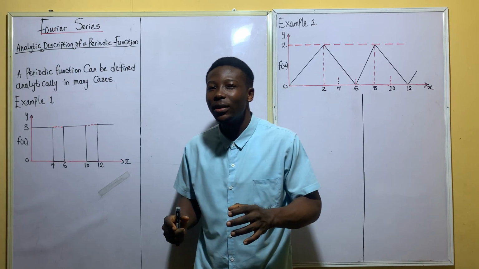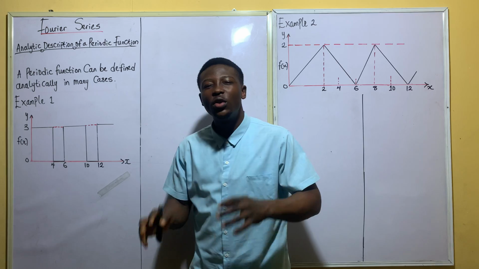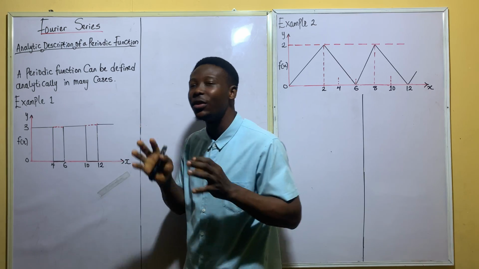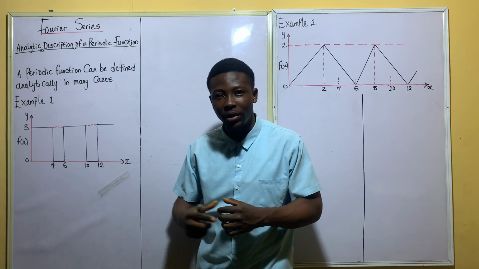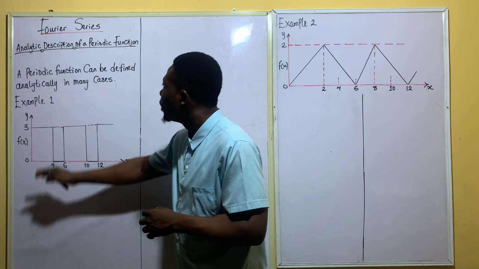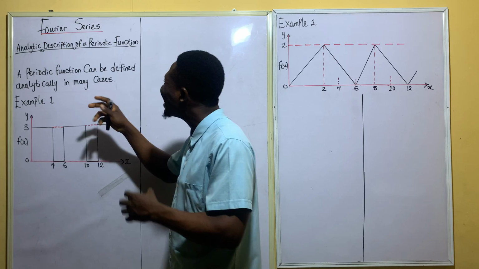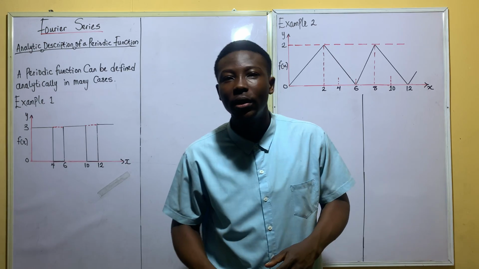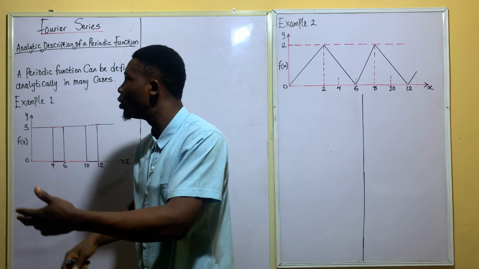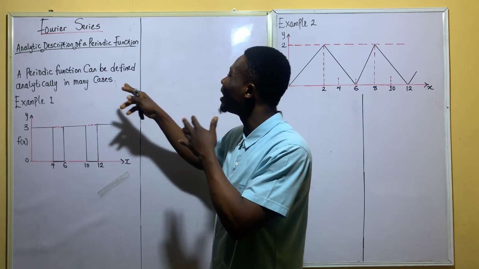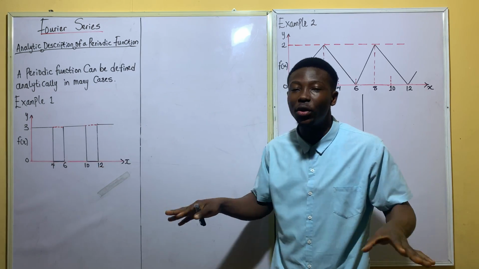So we're looking at the analytic description of a periodic function under Fourier series. Now, a periodic function can be defined analytically in many cases. All right, we said a periodic function is one that repeats itself. So it can also be defined analytically in many cases.